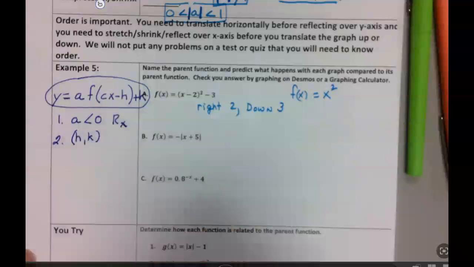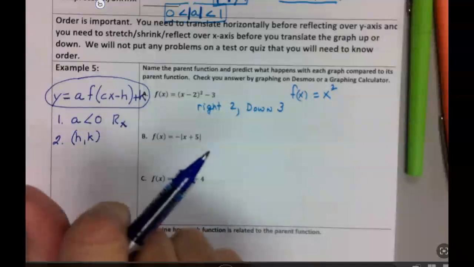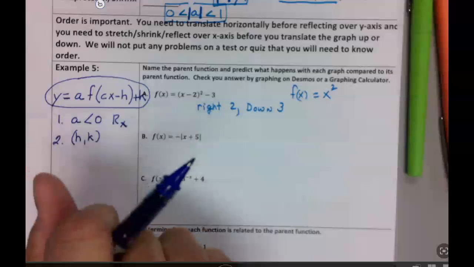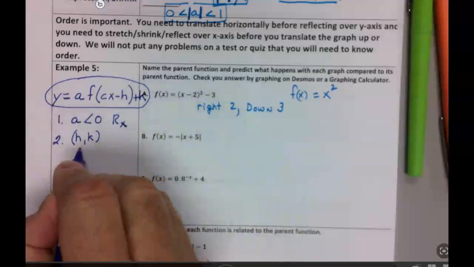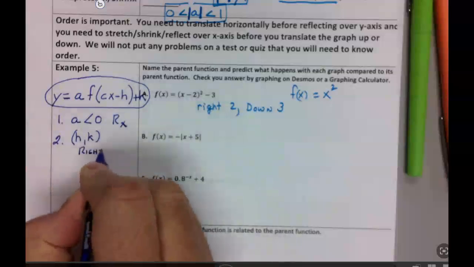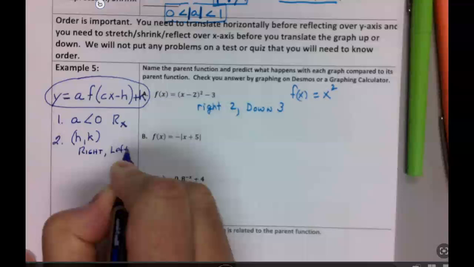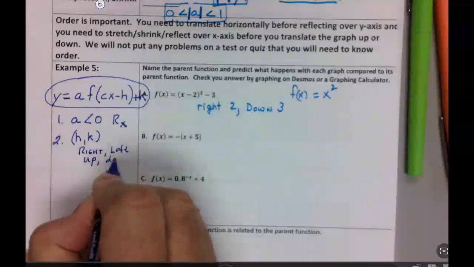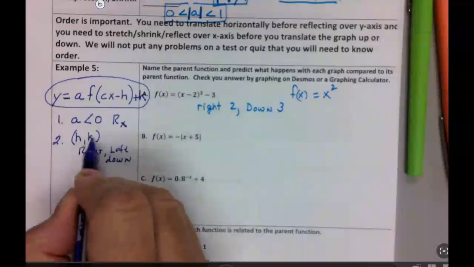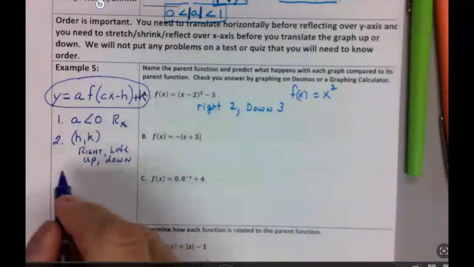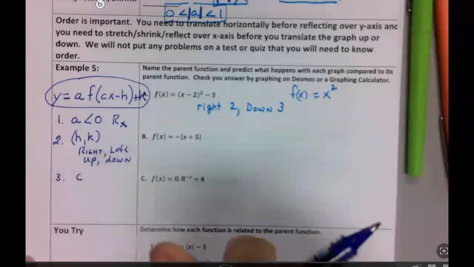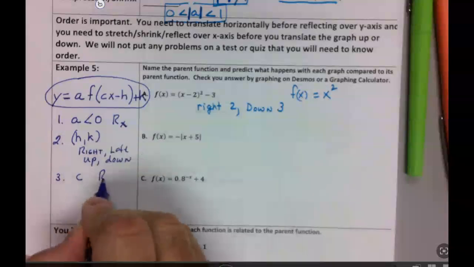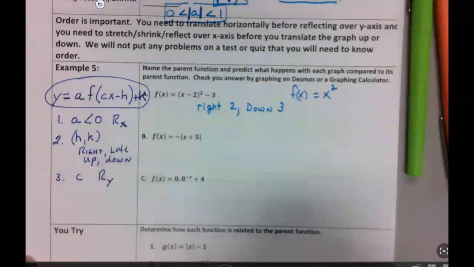H and K. What if it's greater than 0? That would be positive, wouldn't it? Then I didn't have to worry about it. HK means it's shifting right, left, up, or down, correct? H is right and left, K is up and down. And third is C. C tells you if it's reflected across the y-axis.